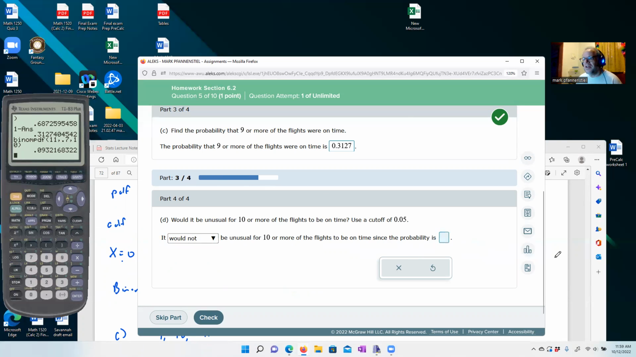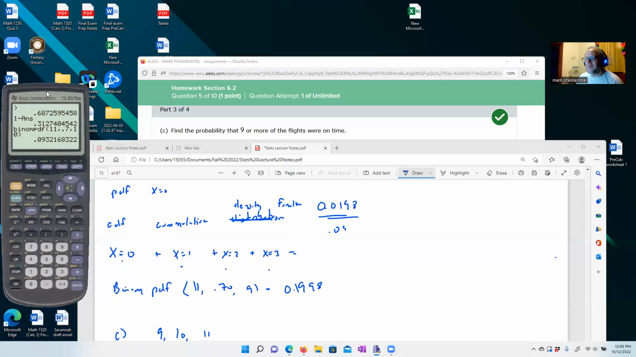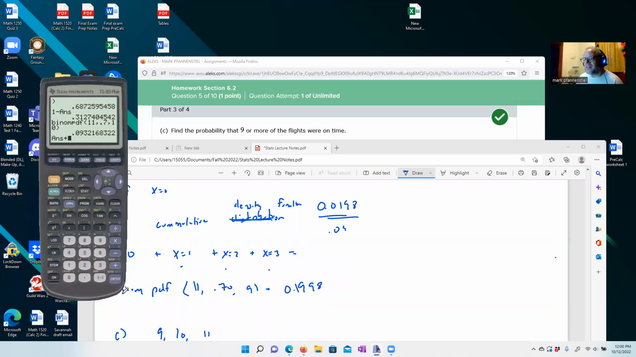Oh, good Lord. Okay, so we have plus, and I'm going to say second function distribution. So this was for 10, second function distribution. We're going to say binomial PDF. So we're just going to save a step of me having to write it down. Okay, we want 11, 0.7, and we want all 11 flights. I know I already have it, but I'm not going to trust myself to transcribe those numbers.